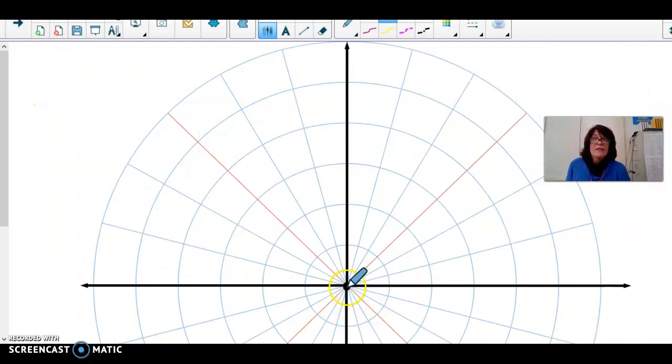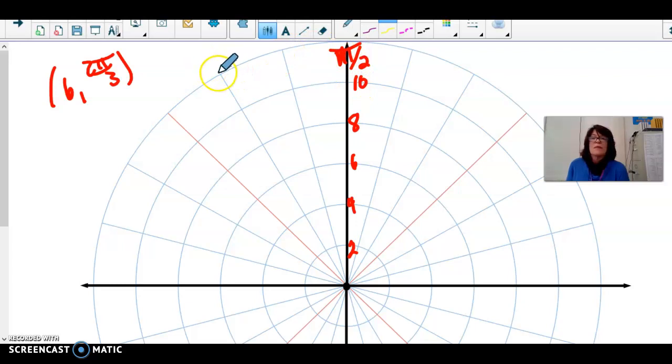Graphing that on here, what was it? 6, 2 pi over 3. Okay, again, I'm going to let each circle represent 2. 2, 4, 6, 8, 10. Okay, so I'm going to go 2 pi over 3. So this is 90, or pi over 2. Okay, and so this would be 2 pi over 3, right? Or 120 degrees, right?